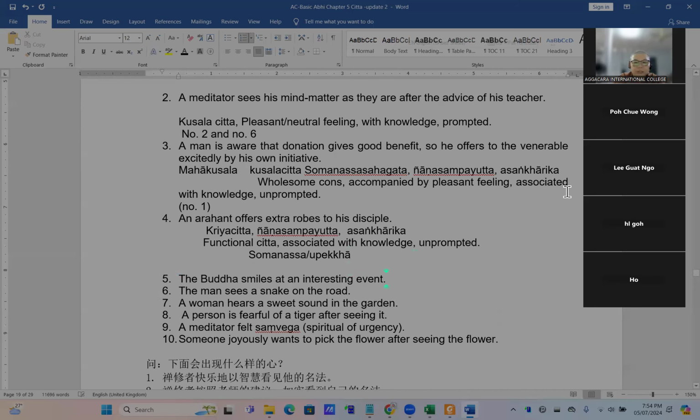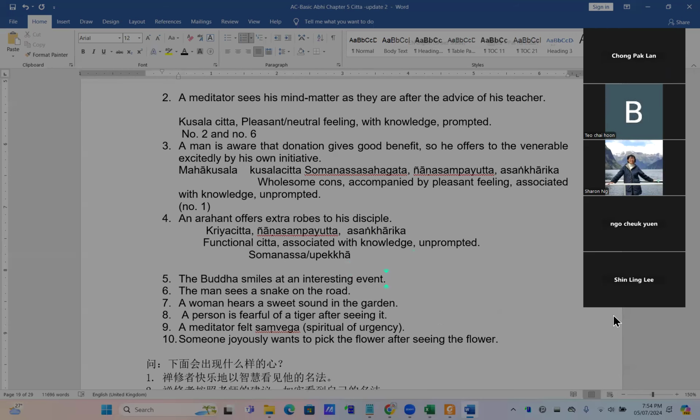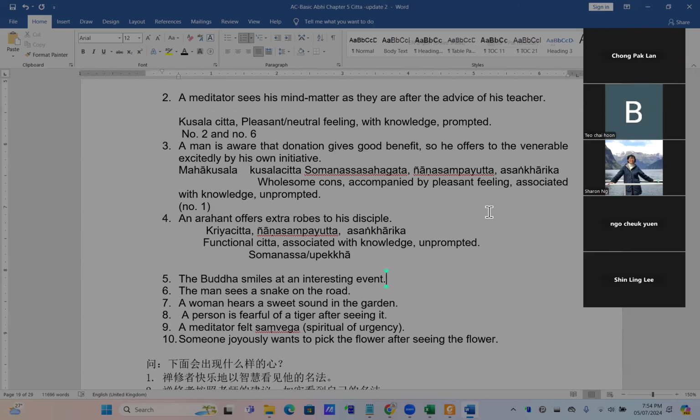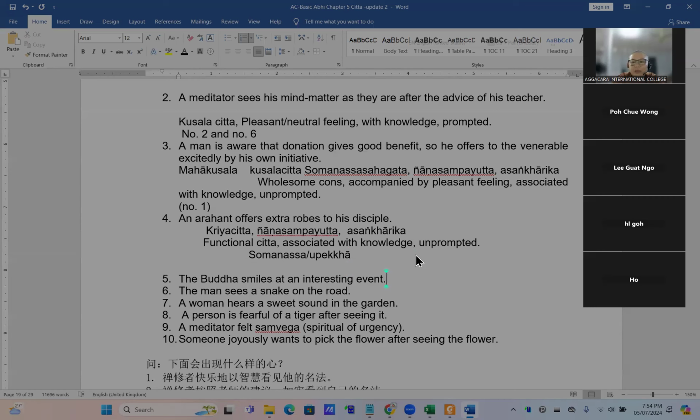Okay, next one. Now the Buddha smiles at an interesting event. Sometimes the Buddha smiles, but the Buddha will not laugh out loud because the Buddha has no more greed. So the Buddha will smile when he sees something. For example, he sees the pig. He says, in a past life the pig was a princess, and she did good deeds and went to heaven. Then she came to earth and was born as an animal. So he sees a very funny thing. What kind of Citta comes when the Buddha smiles? Remember, this is a smiling consciousness. So what is the name of smiling? How about Sister HL Go?